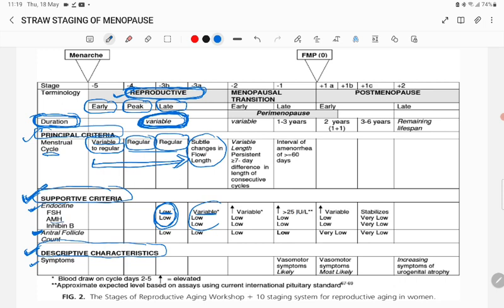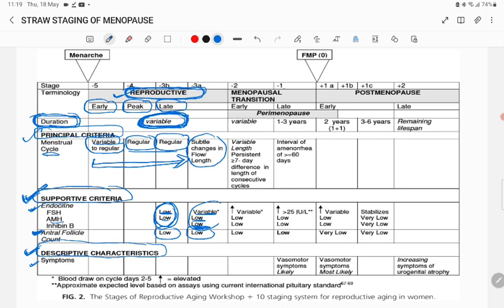Then AMH level is low in the reproductive age group, inhibin B is also low in the reproductive age group in the late phase. Antral follicle count is low in the late phase. Okay, then descriptive symptoms: there are no symptoms in the reproductive age group.